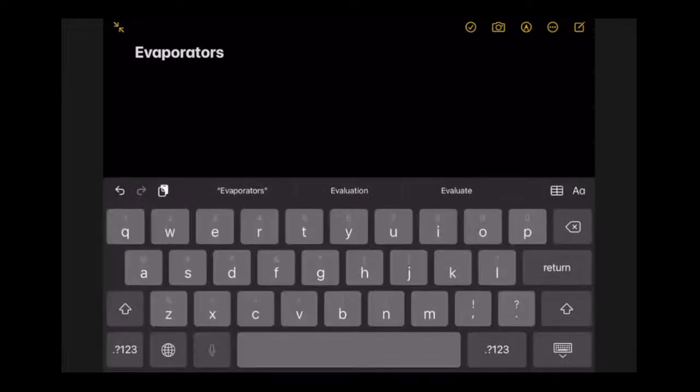So today we are going to see the topic that is evaporators.